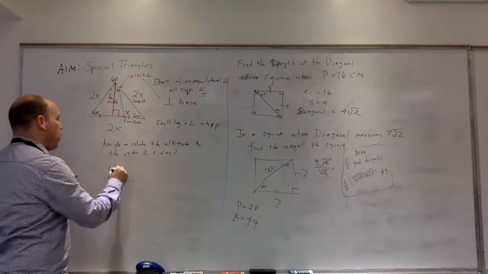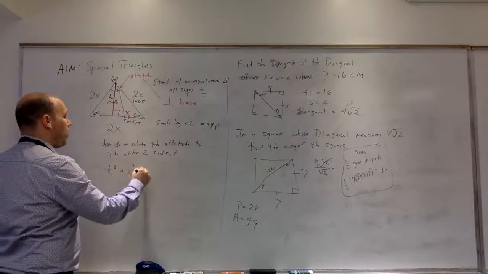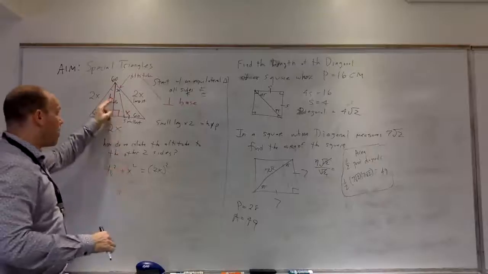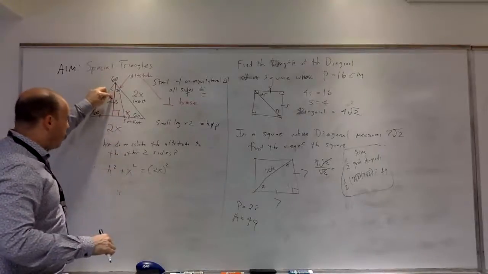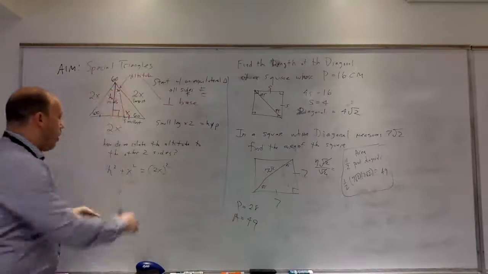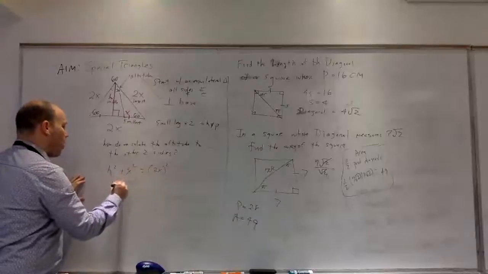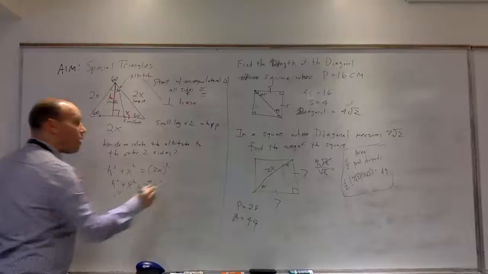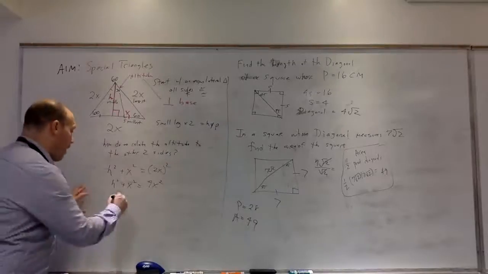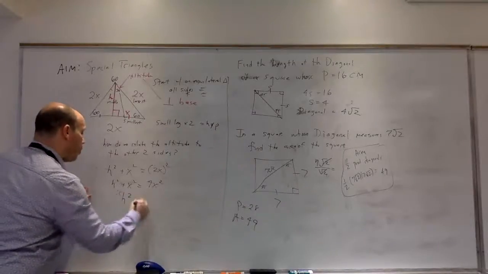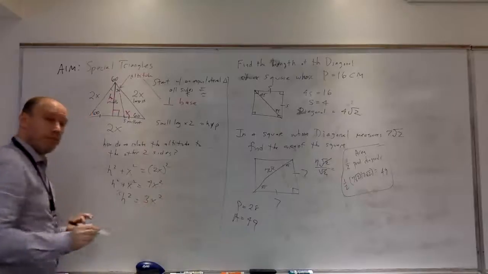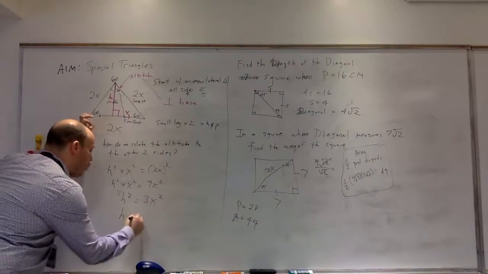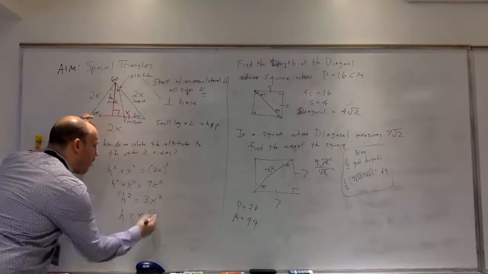Let's see. h squared plus x squared equals 2x squared, right? Pythagoras theorem. It's h squared plus x squared equals 2x squared. Well, let's see. We have h squared plus x squared equals, remember, 4x squared. h squared equals 3x squared. This is kind of cool. h equals x radical 3.